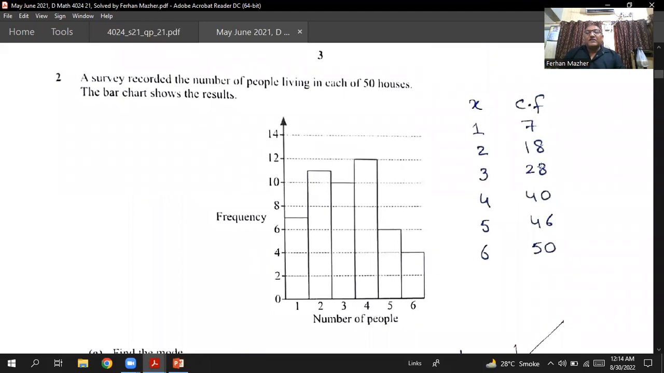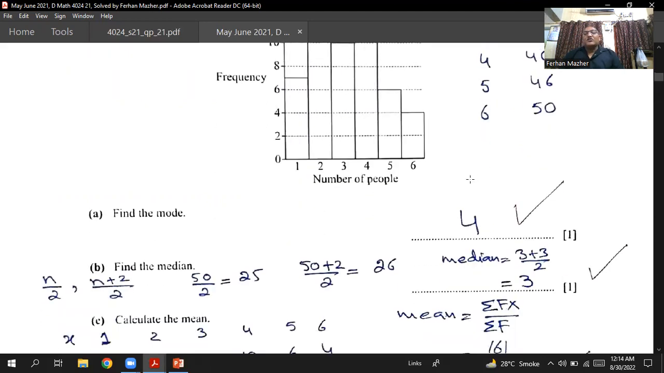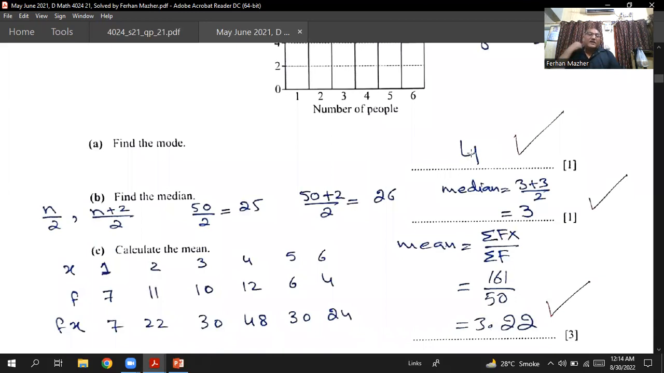So the 25th and 26th, both numbers are here. 25th is here, 26th is here. Both of them represent 3. So it will be 3 plus 3 divided by 2. So that will be 6 by 2, and that will be 3. So the median will be 3.